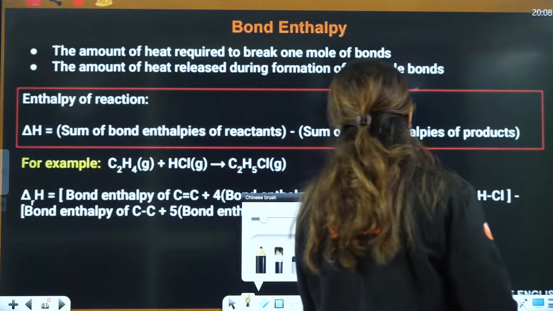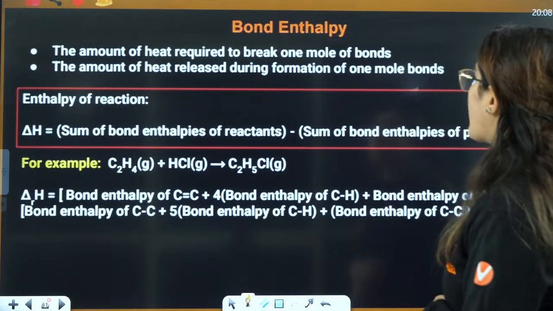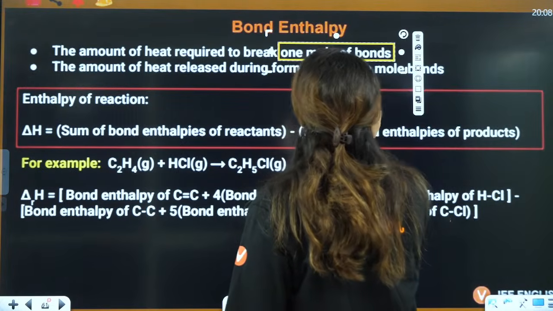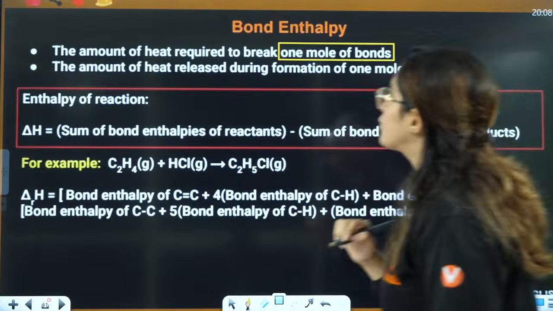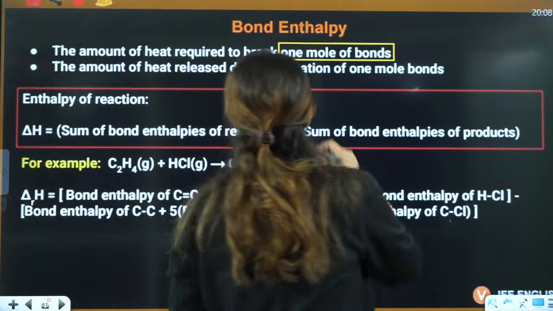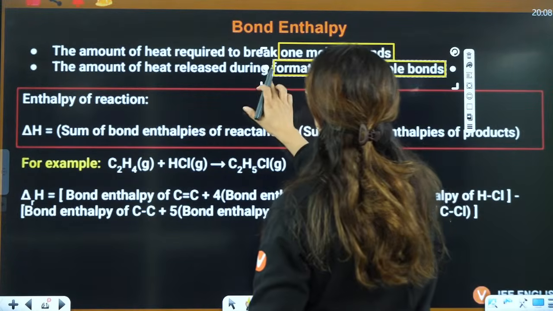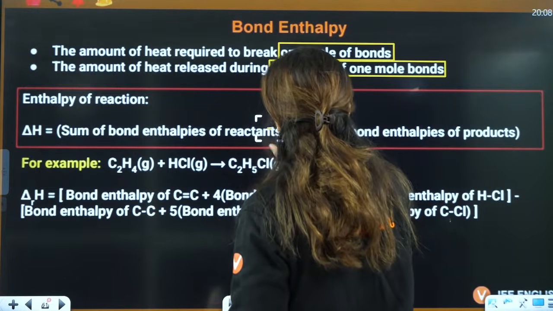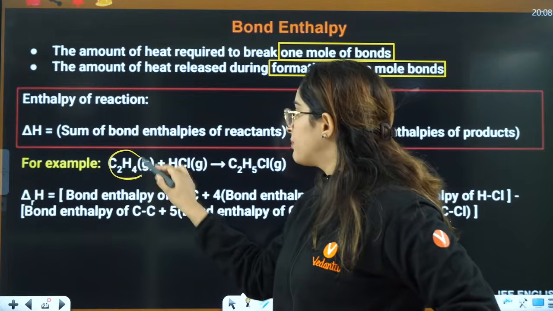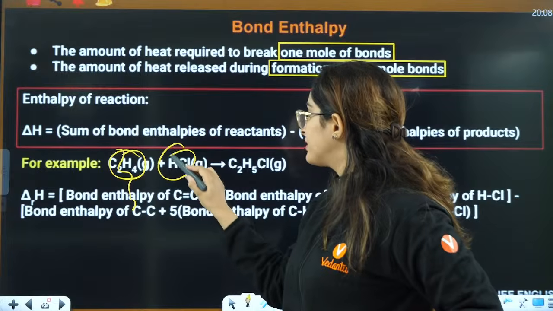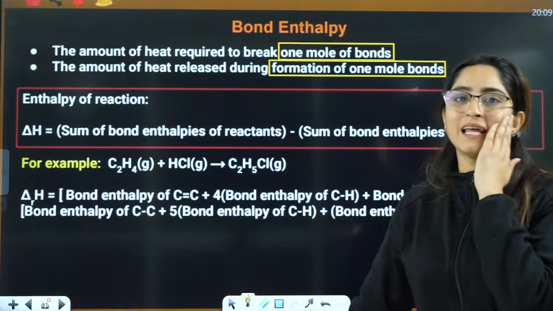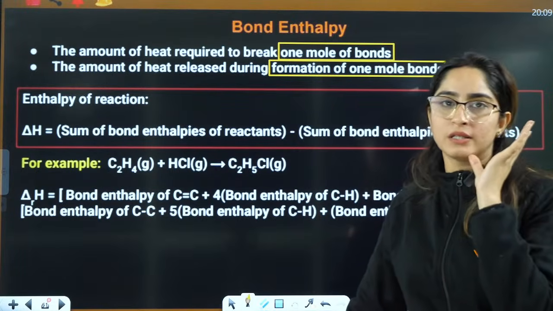So bond enthalpy is the amount of heat required to break 1 mole of bonds. When you want to break 1 mole of bonds, that is the amount of heat required, and the amount of heat released during the formation of 1 mole of bonds, right? So when you have 1 mole of compound, the amount of heat that is required to break it, that is called the bond enthalpy of that compound, right?